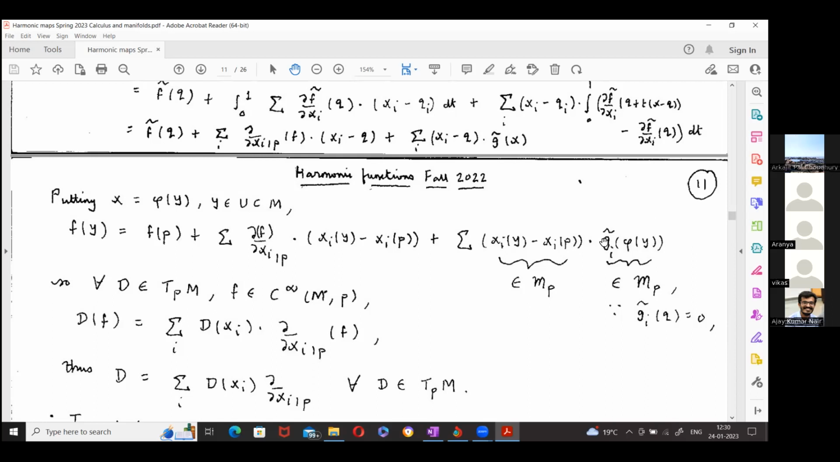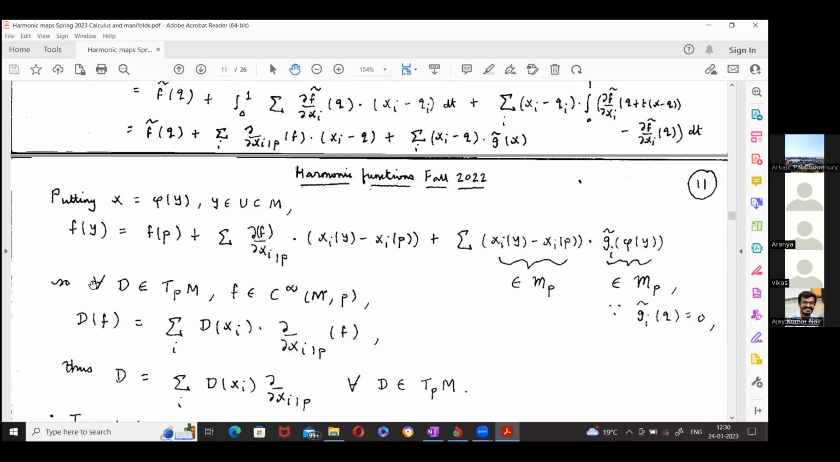So therefore, what have we done? Given any smooth function f near P, we've written it as a constant plus a linear combination of the coordinate functions minus the value at P, with coefficients which are ∂/∂xi's acting on f, plus something in the square of the maximal ideal.